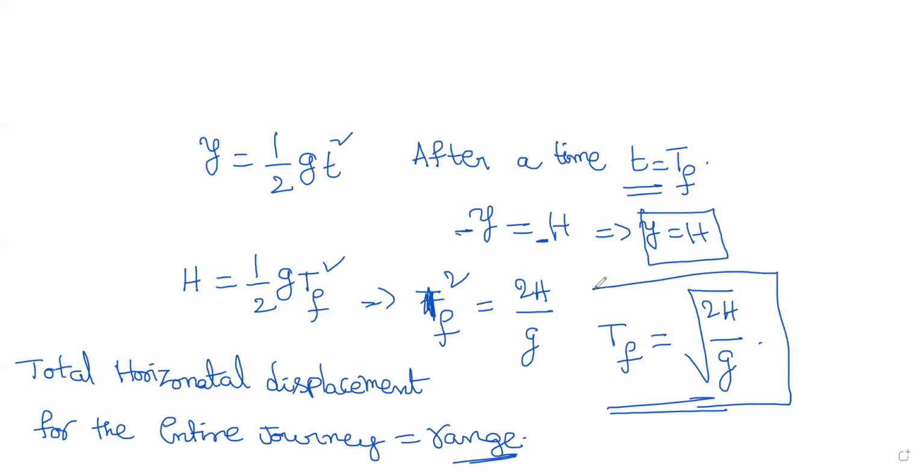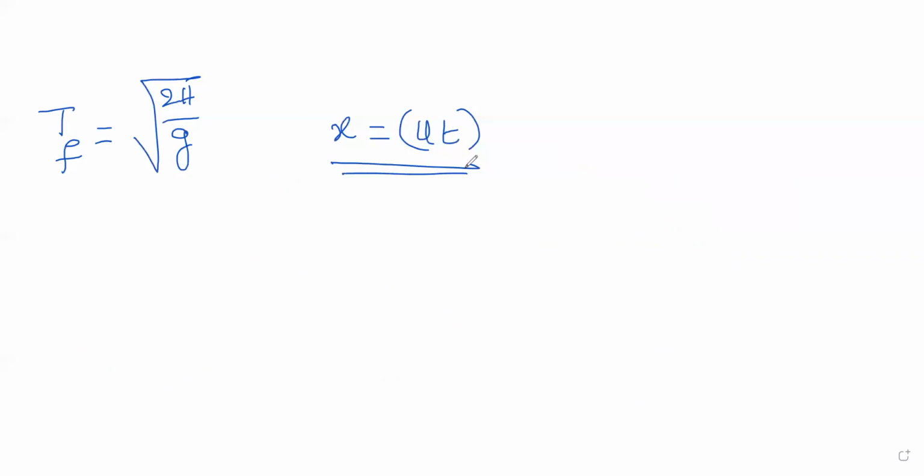Now let us keep this tf here to calculate this range. It is very, very useful. Now we will write this tf as square root of 2h by g. And now we know that x is equal to u times t. This is the equation we first got. But here t is equal to tf, and x is equal to range R. Okay, so let us calculate the range now.